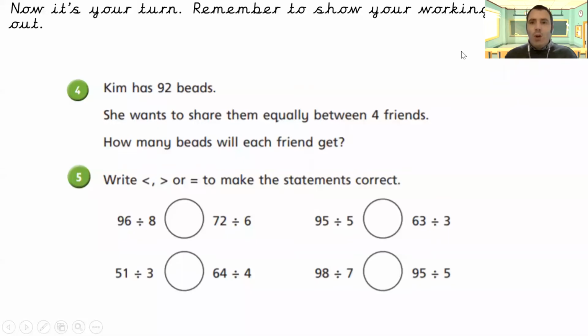Okay, it's your turn now. Some more questions on the screen here for you to have a go at. Question 4, Kim has 92 beads. She wants to share them equally between 4 friends. How many beads will each friend get? And then number 5, we've got more than, less than, or equal to make those statements correct. Pause the video now and complete your work.